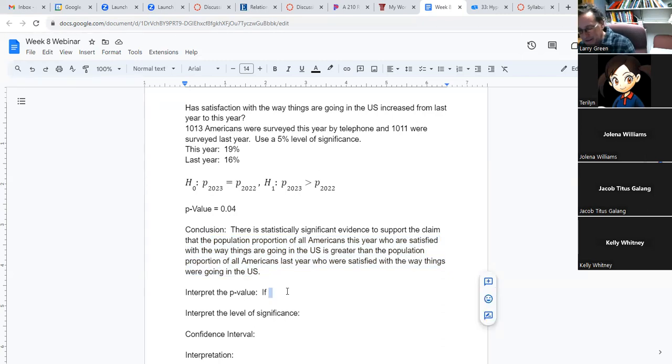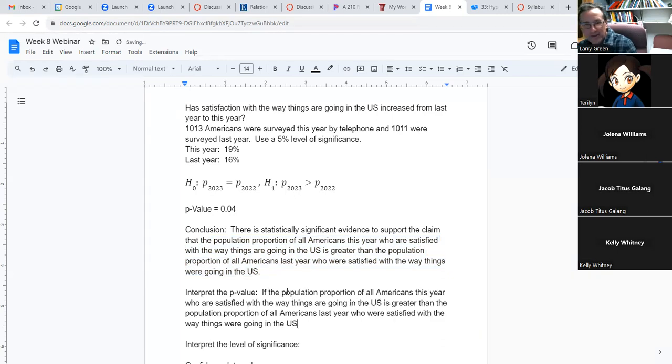And change a little bit. So if the population proportion of all Americans this year who are satisfied with the way things are going in the United States is not greater than, but the same as, or is equal to, the population proportion of all Americans last year who were satisfied with the way things are going in the United States.